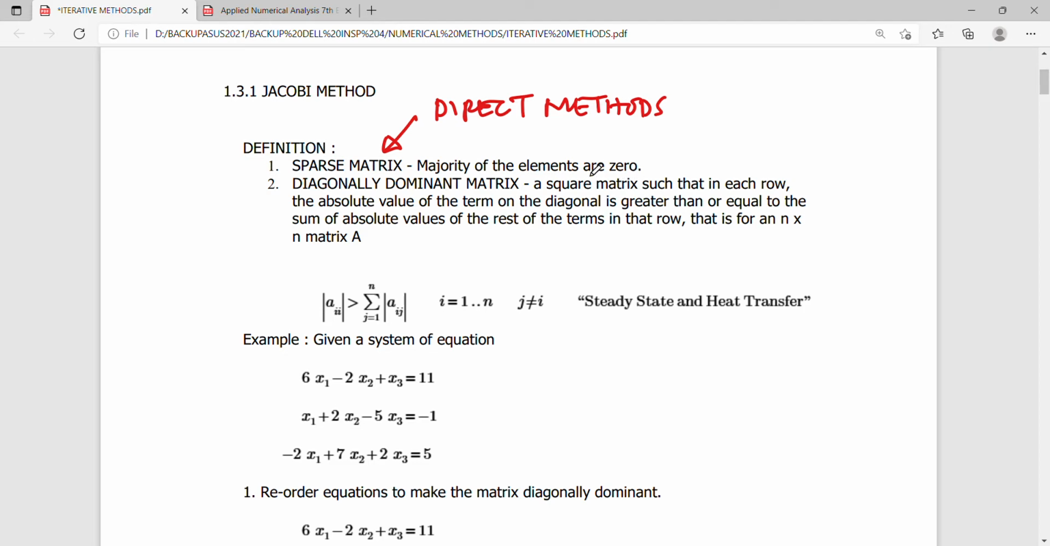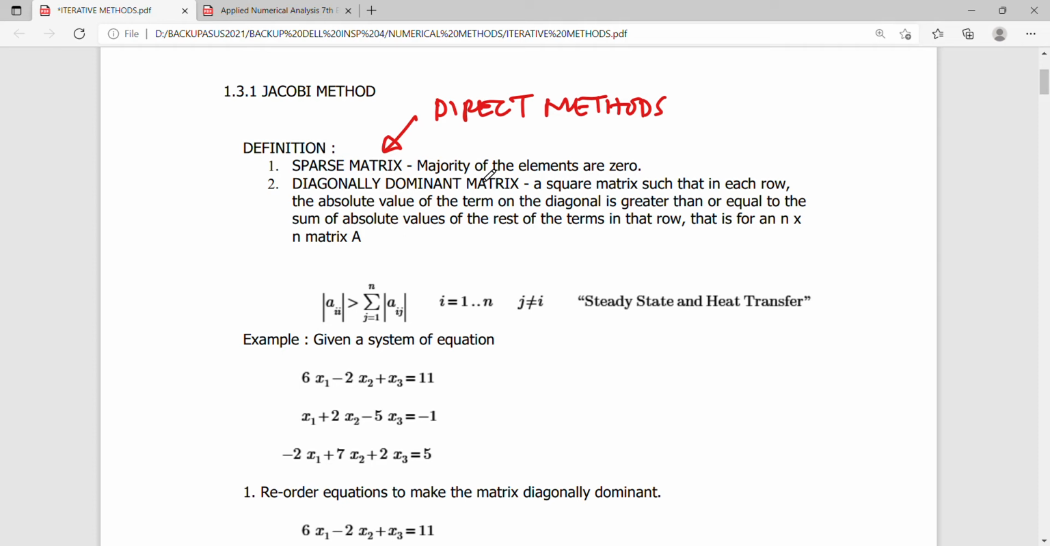So in the Jacobi method, the iterative method, we will be improving the efficiency, since only the matrix elements which have non-zero values will experience the elementary procedures in such computations, thereby reducing the number of operations involved. So for a diagonally dominant matrix, this is a square matrix such that in each row, the absolute value of the term on the diagonal is greater than or equal to the sum of the absolute values of the rest of the terms in that row.